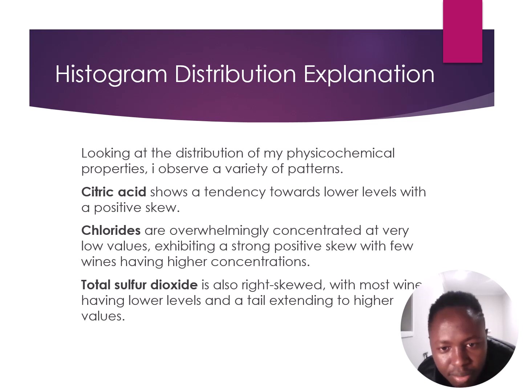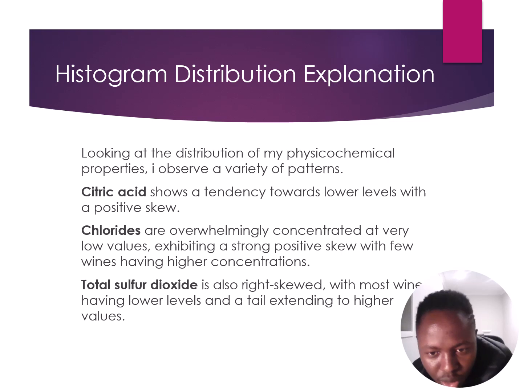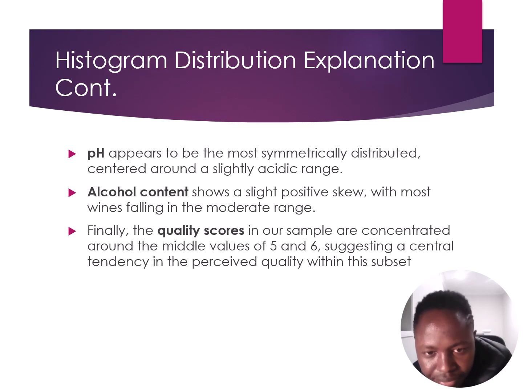Looking at the distribution of my physiochemical properties, I observe a variety of patterns. First of all, citric acid shows a tendency towards the lower levels with a positive skew. Chlorides are overwhelmingly concentrated at very low values, exhibiting a strong positive skew with few wines having higher concentrations. Total sulfur dioxide is also highly right skewed, with most wines having lower levels and a tail extending to higher values.